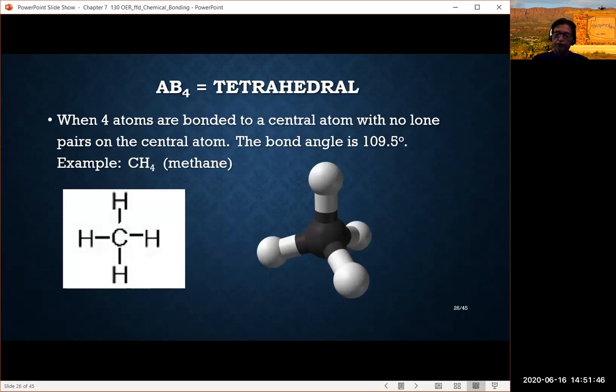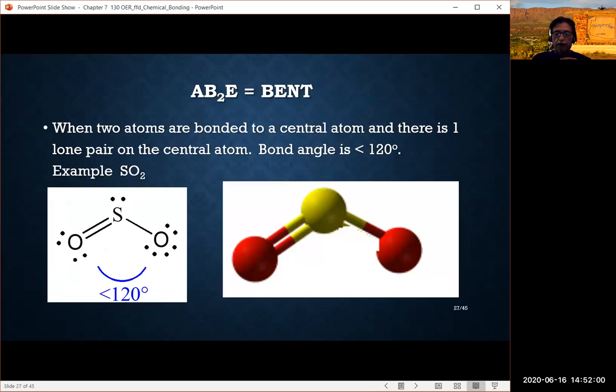Okay, tetrahedral. This tends to be the most common structure of compounds out in nature. Bond angle of 109.5. Okay, and then we have the AB2E, which is the bent, as there's a lone pair on the central atom.